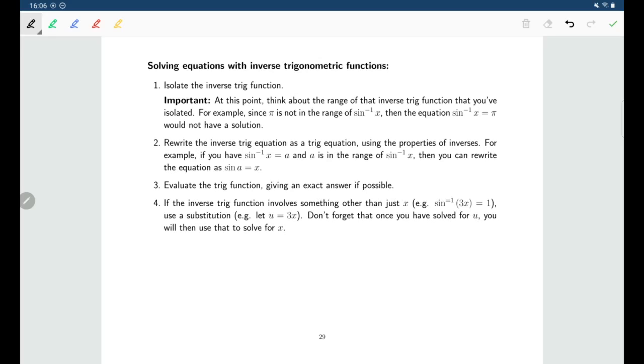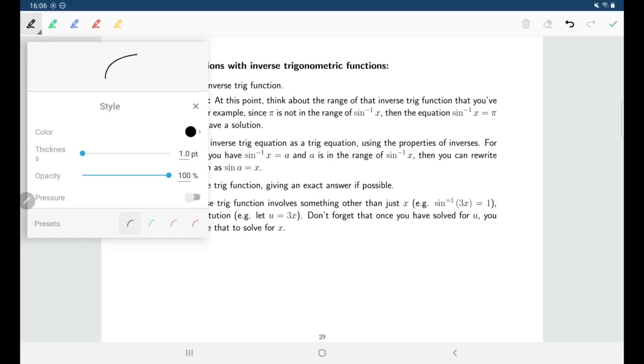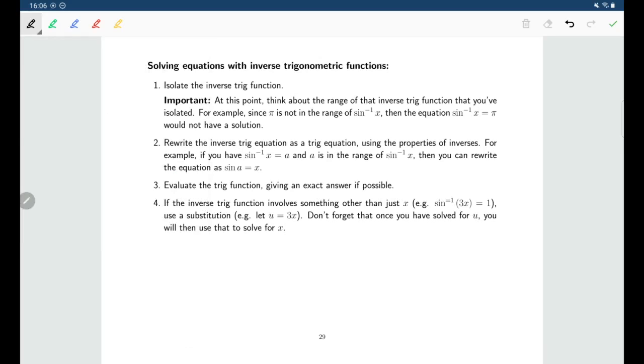Now, if you know that the value that you're looking at is in the range of your function, then you can take your equation and rewrite it as a trig equation. Just like how we took an exponential equation and rewrote it as a log equation, switching inputs and outputs, we can do the same thing with taking an inverse trig equation and rewriting it as a trig equation. So for example, if you had sine inverse of x equals a, then you could rewrite that as sine of a equals x.